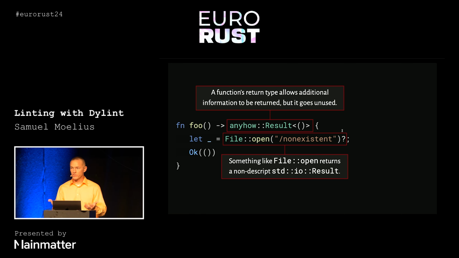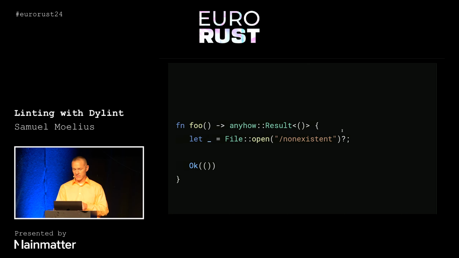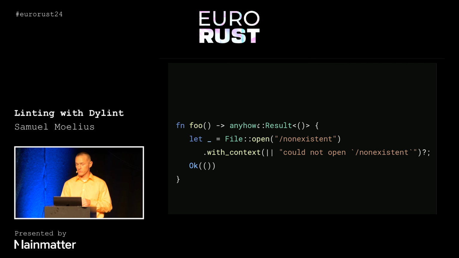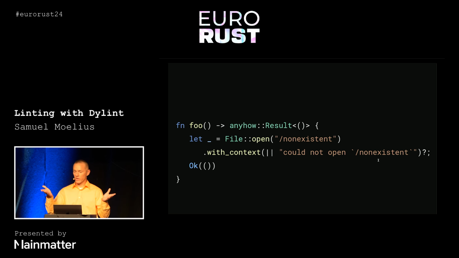So foo could return additional information with that error, but it's not. It's just returning the error straight away, so there's a missed opportunity here. What would be better, arguably, is if the code were not written like this, but instead, because the return type is anyhow result, foo could, with the result of the call to file open, call with context, and indicate what was happening when this operation potentially failed, thereby providing more information to the caller of foo.